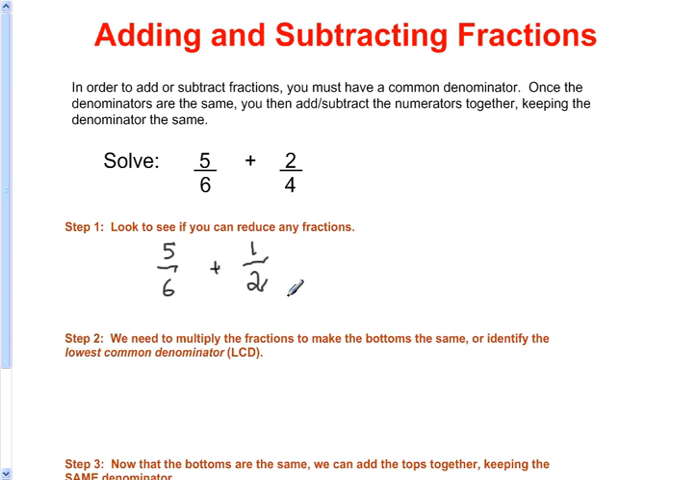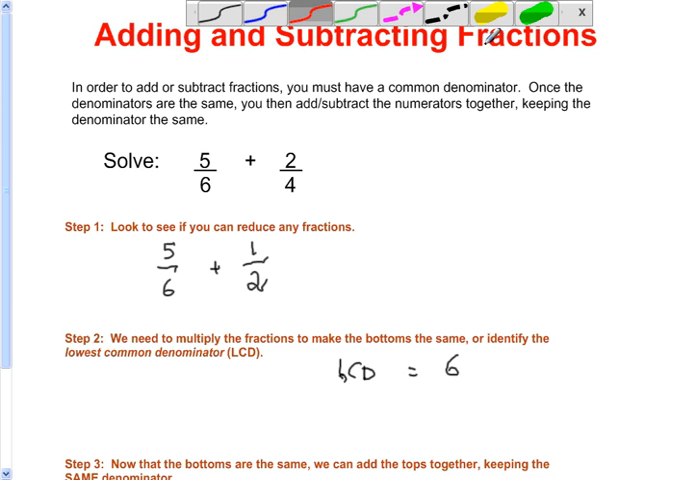Now, what we need to do is we need to make the denominators the same. So we need to identify the lowest common denominator. And the lowest common denominator is always the value that both numbers will divide evenly into. Now, in this case, the lowest common denominator is 6. 6 and 2 both divide evenly into 6. So what do we have to do to make that denominator the same? Well, remember, as long as we do the same to the top as we do to the bottom, we can get any fraction to change the way we want it.